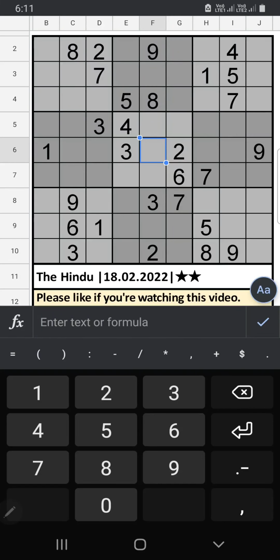Welcome to SkVm Sudoku. I am going to solve the Hindi newspaper Sudoku Bustle on February 18, 2022, 2-star Sudoku.